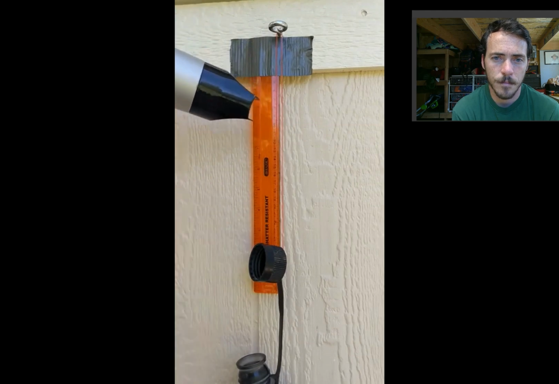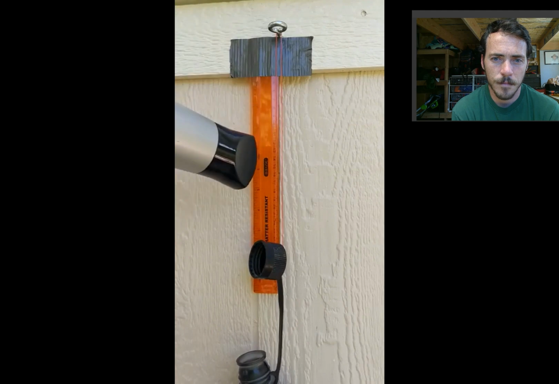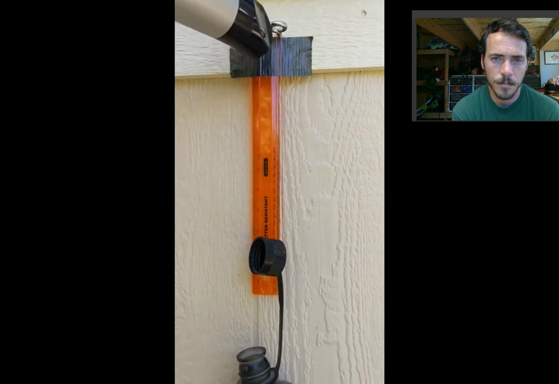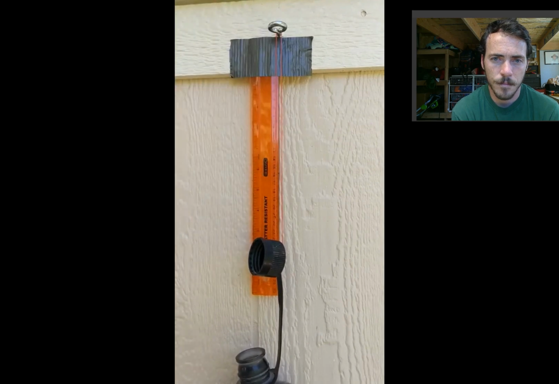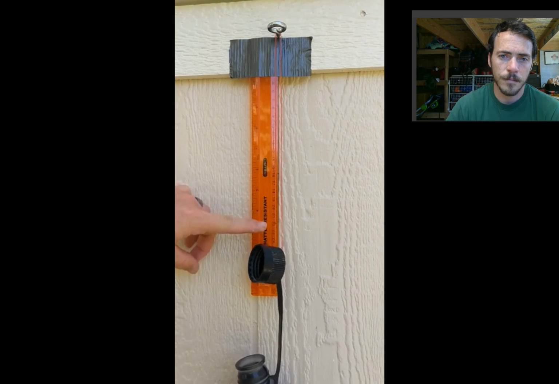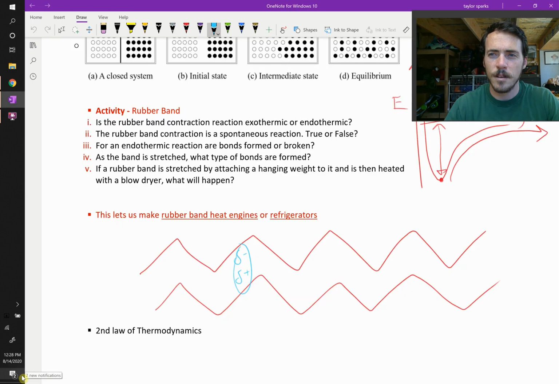Take a look at that. It's already up to 22. And then, as we turn it off, it's going to slowly expand back down again. 22, a little over 22, stretching down to 22.5. So how cool is that?